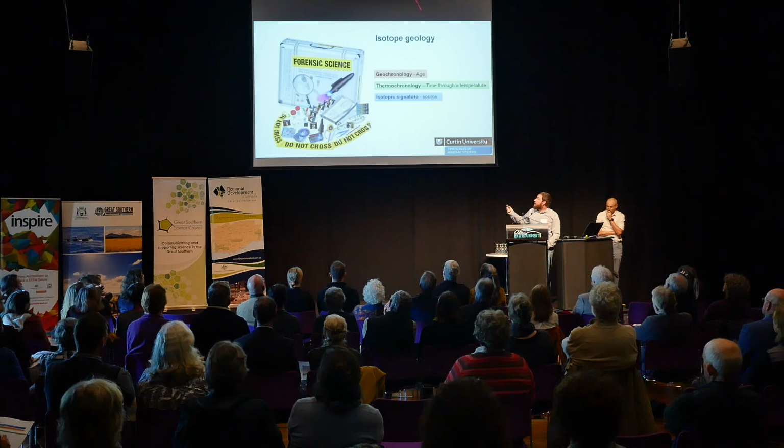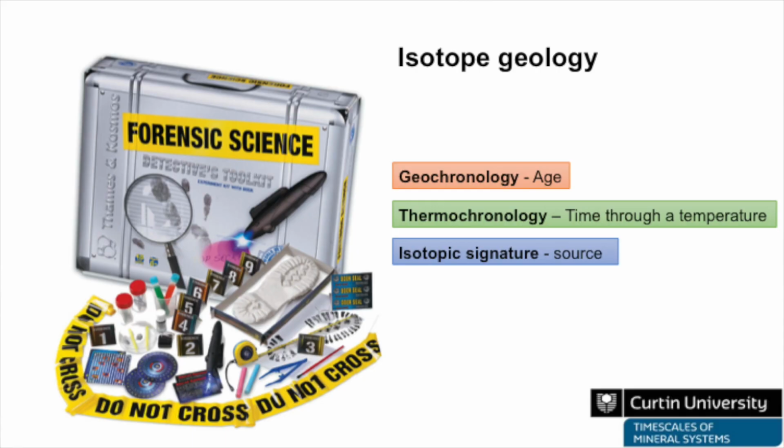The toolkit that we use, and we've specialized in this in Western Australia quite a lot, is isotope geology. Isotope geology is great. It allows us to do lots of different things. It allows us to tell the age of our crystal. That's geochronology. It allows us to tell when our crystal passed through a specific temperature, and that's important because it tells us about uplift. That's known as thermochronology. And we can also get an isotopic signature, which tells us where our grain came from.